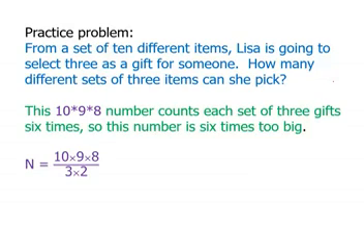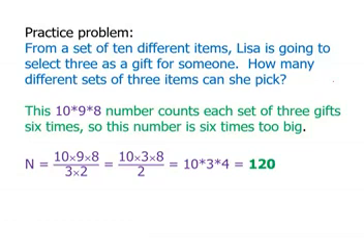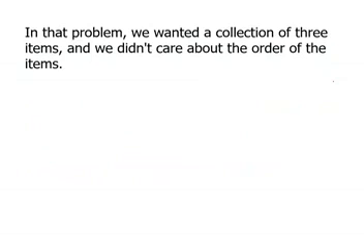So we're going to divide 10 times 9 times 8 by 3 factorial, 3 times 2, which is 6. Then we can divide out the 3, cancel the 3 with the 9, cancel the 2 with the 8 to get 4, and then go 3 times 4, which is 12, times 10 is 120. And that's the number of different sets that she could pick.